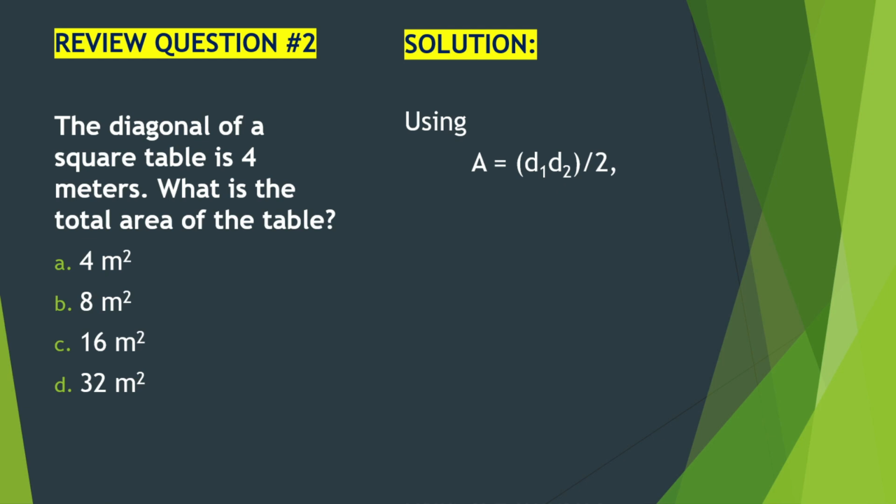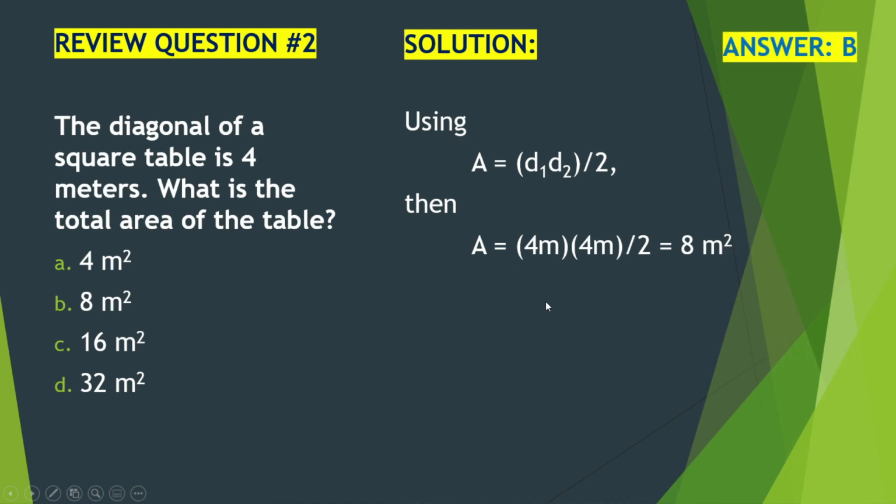Since we have two measures of the same diagonal in a square, we can simply use the following idea. Area is equal to 4 meters times 4 meters divided by 2. Therefore, the area of this square is equal to 8 square meters. So therefore, the answer is letter B.